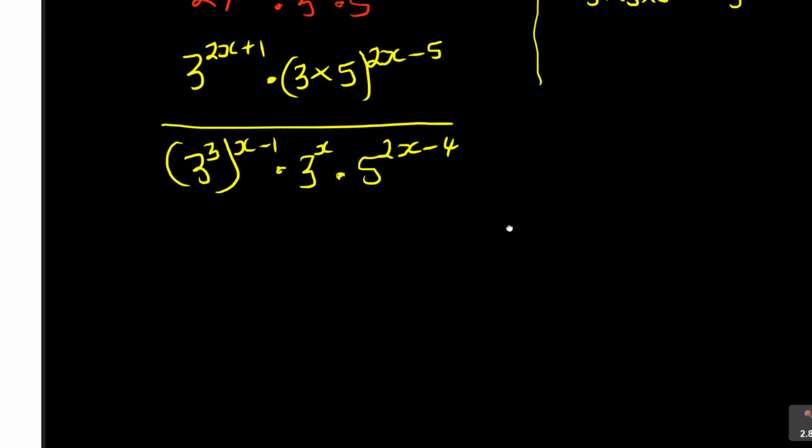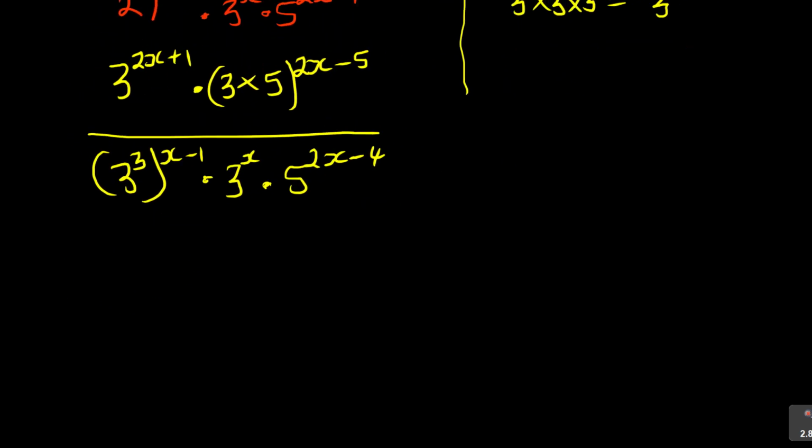What's next? Here it's about knowing the laws and knowing the rules. Look at this. Whenever it's a bracket, this bracket simply means this one has got the same power as that one. That's all it means. So it's 3 to the power 2x minus 5, 5 to the power 2x minus 5.